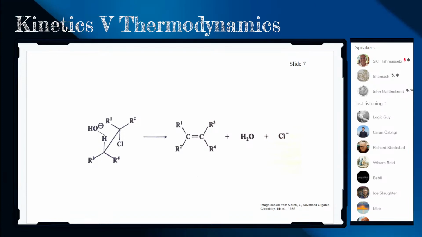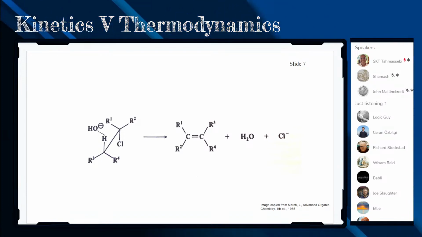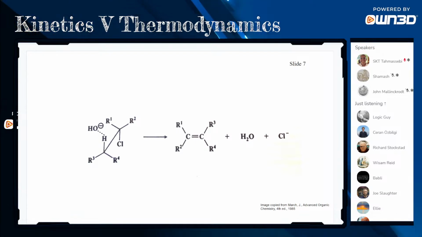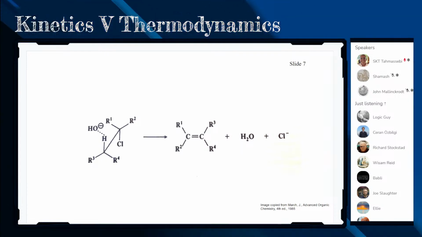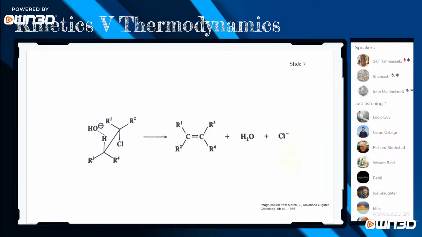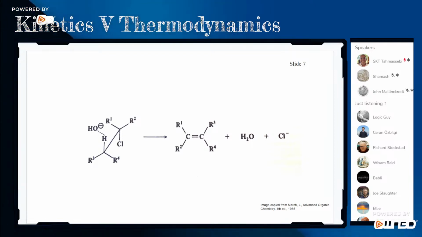So slide 7, we're having a reaction of a chloroethane-looking thing, we have R1, R2, R3, R4. It's a much longer molecule, but we're not worried about that. This, in a base catalyzed reaction, forms the double bond that you see on the right.